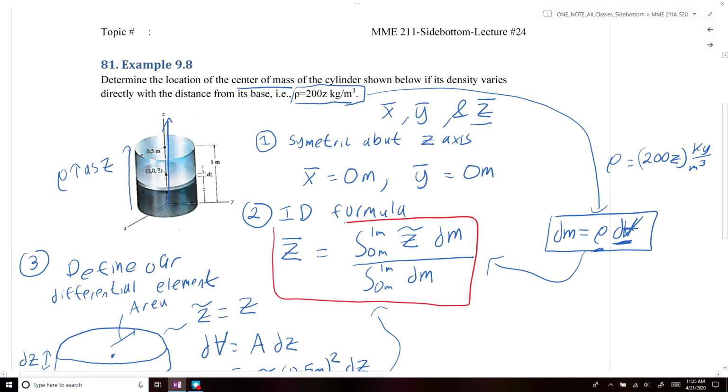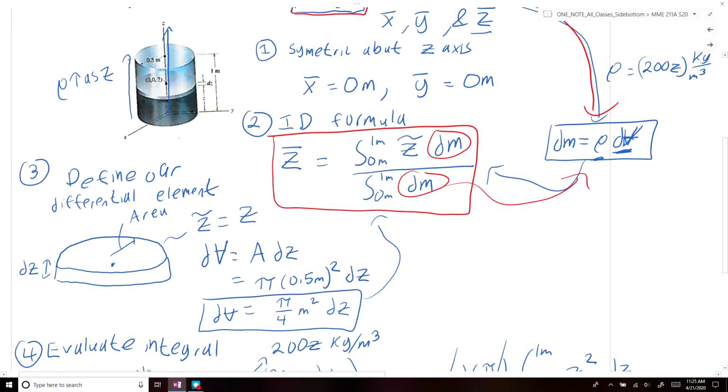In order to perform our integral, we have to relate our differential mass in terms of a volume. The relationship between mass and volume is the density. Since we knew what the density was as a function of z, we could plug it into our differential element in order to do our integrals. Then the last thing we need to do is define our differential element. We tried to define everything in terms of z, so we needed to make sure that we had defined dz, and then defined dv in terms of our z component.